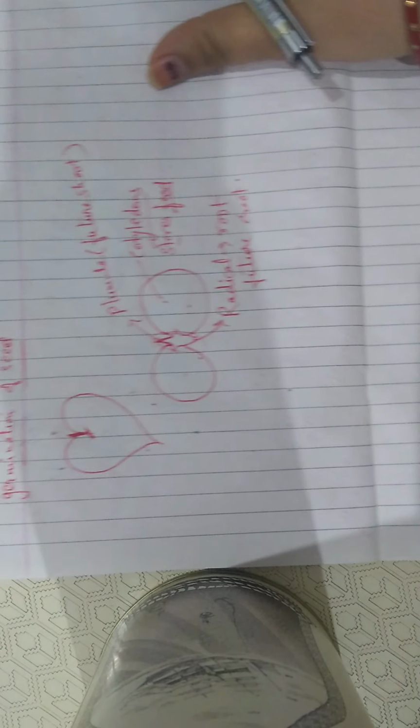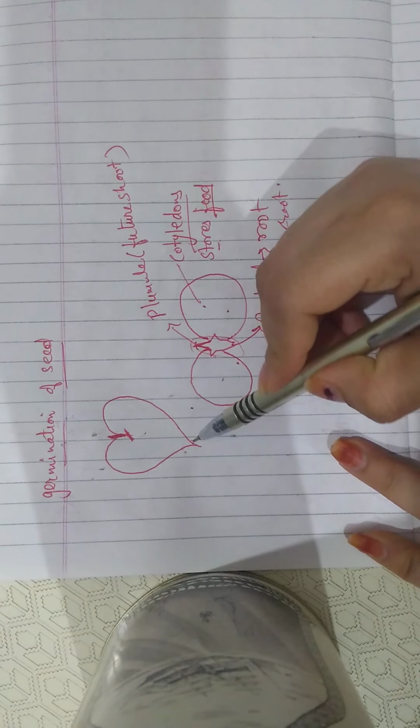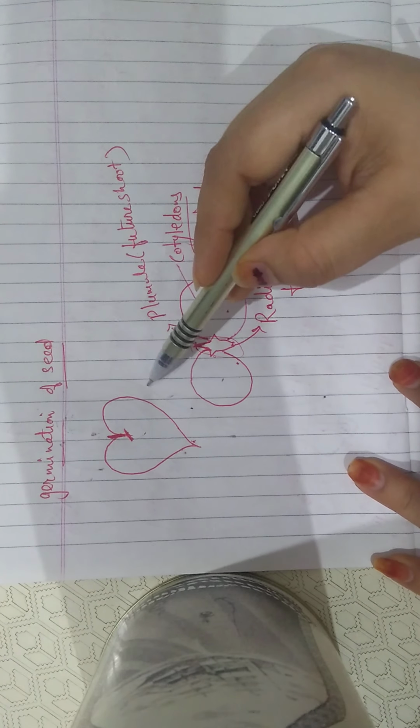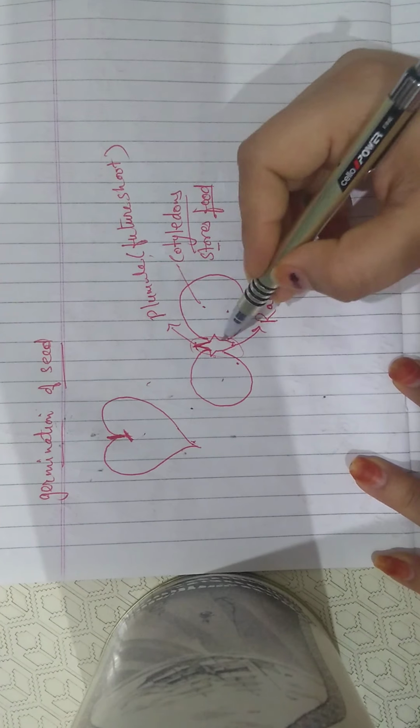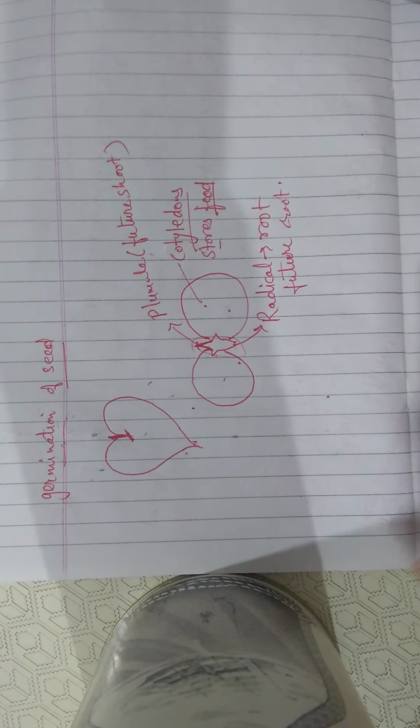And the seed, how does the seed germinate? When the seed gets favorable conditions, the plumule gives rise to the future shoot and the radicle gives rise to the future root.